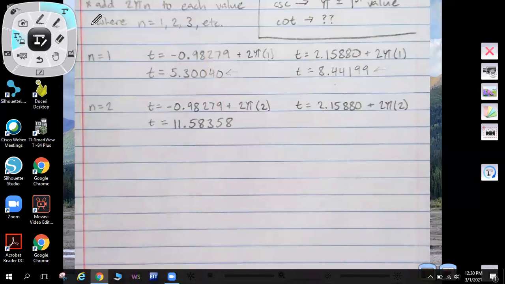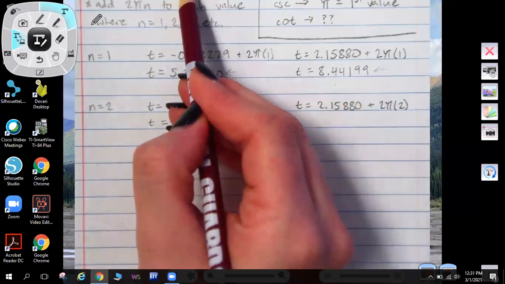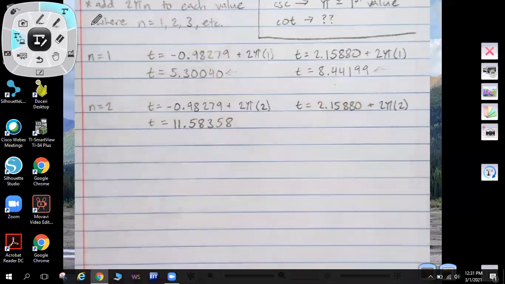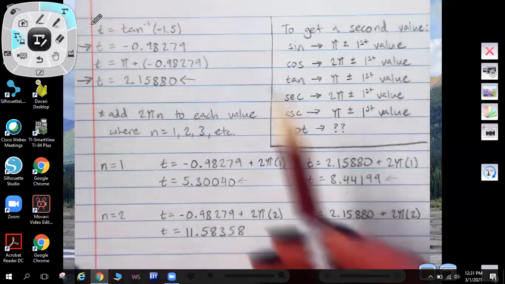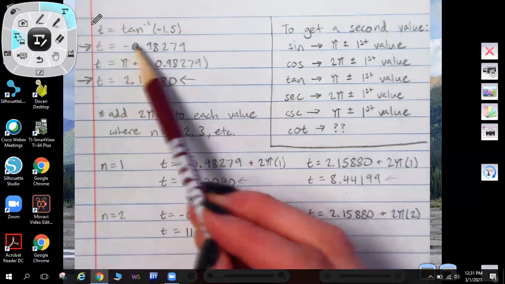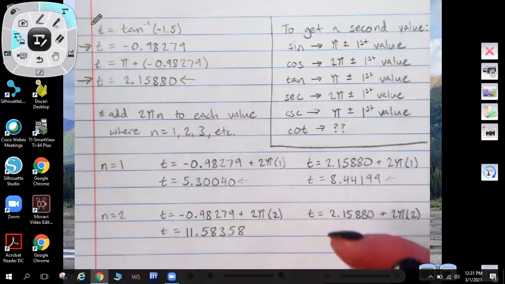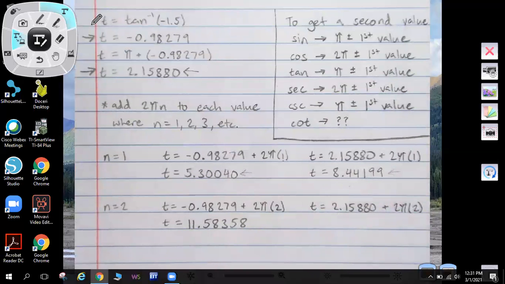Okay, so at this point, within our interval between 0 and 10, we have 3 t values. We have the 2 that we just got here, and we have this one here, the 2.15880. The other one, our original one, is negative, so it's not within our interval. We don't care about that one. Now, these are all the places between 0 and 10 where our derivative is equal to 0. That's how we got here.